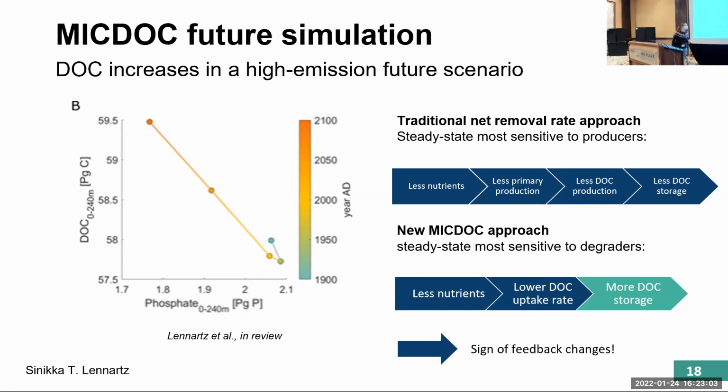So in this traditional net removal rate approach, as I've shown, the steady state is most sensitive to the producer side of things. So how much dissolved organic carbon is produced by the phytoplankton, because the heterotrophic community is not really considered. So this would lead to less nutrients, less primary production, less DOC production, and then less dissolved organic carbon stored in the ocean. In this new approach, the steady state becomes much more sensitive towards the heterotrophic community. So we have less nutrients, therefore a lower DOC uptake, and therefore more DOC storage in the ocean. So really, it's the sign of the expected change that is reversed.